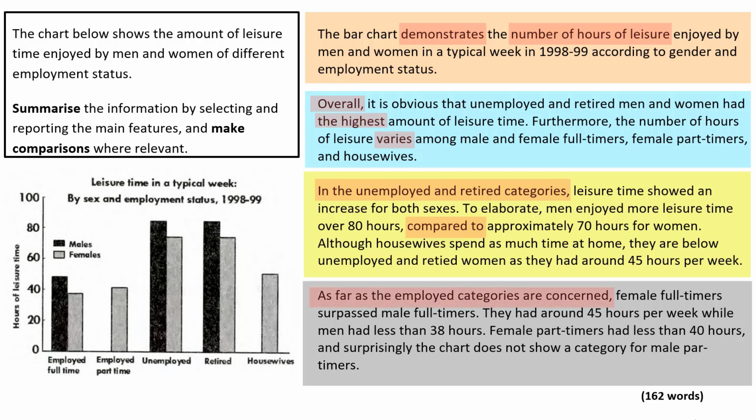I began body paragraph 2 referring to the employed categories. The female full-timers surpassed male full-timers, and I used the verb surpass to compare between them. After that, I used numbers. They had around 45 hours per week, while is a linker used for comparisons as well. In the chart, we are not given any information about male part-timers, and I refer to this saying, and surprisingly, the chart doesn't show a category for male part-timers.